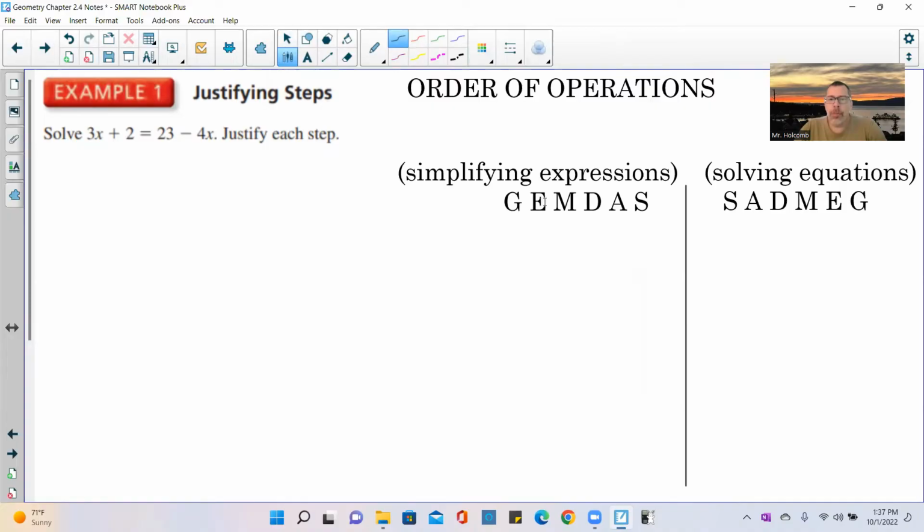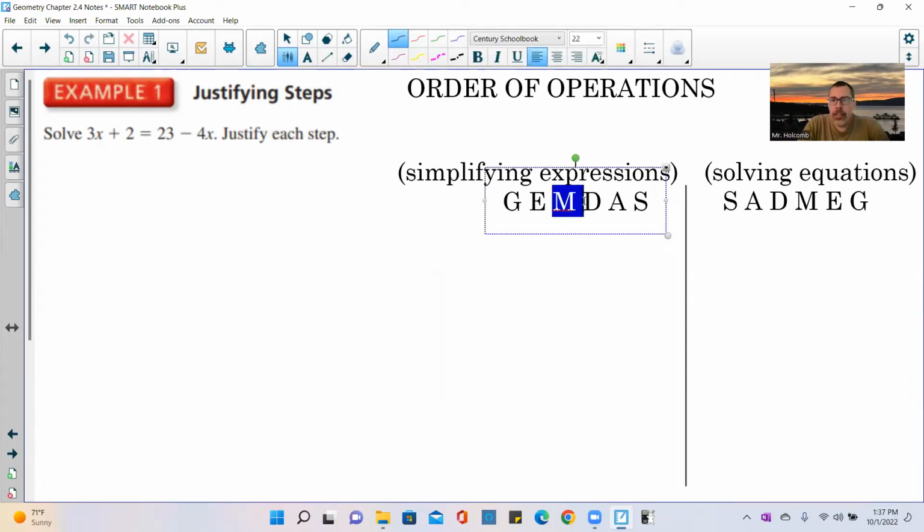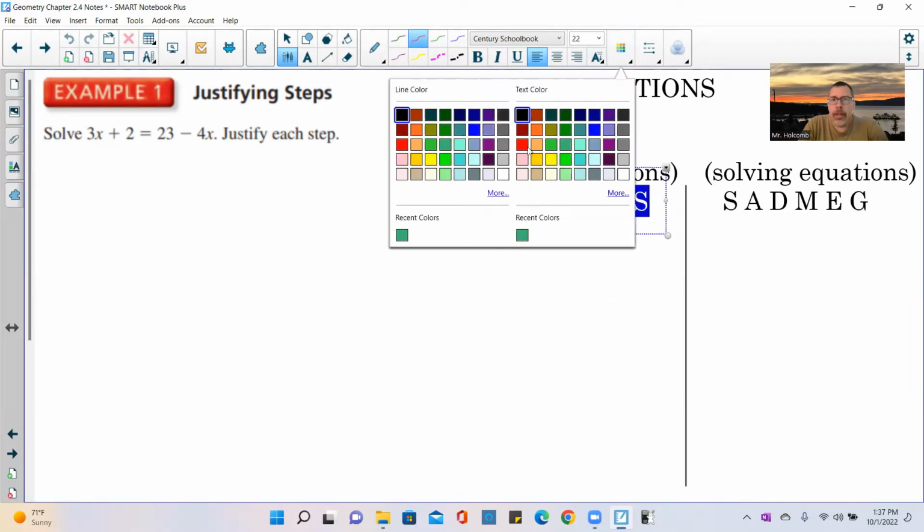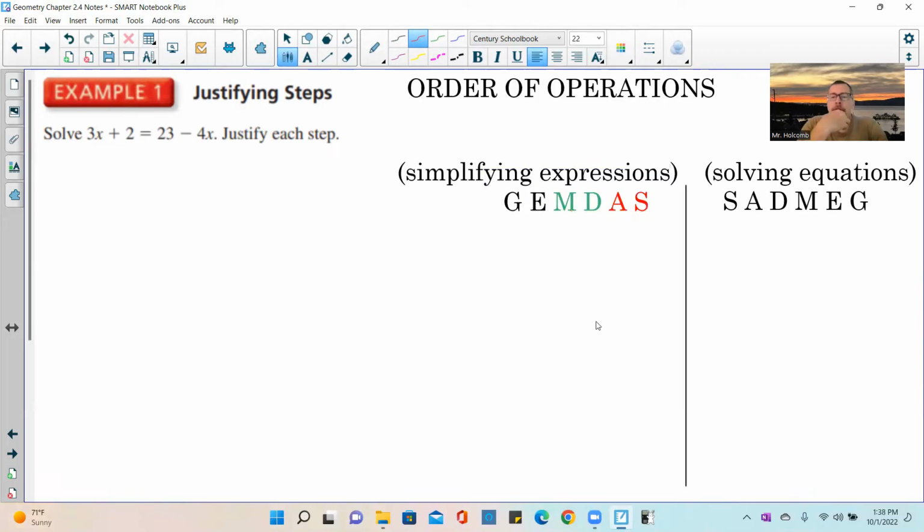Then you focus on exponents. Then you focus on multiplication and division. And how about I change these two colors to green and these two colors to, let's say, red, it doesn't matter. The reason I'm color coding those is because when you get down to just those, you work left to right.